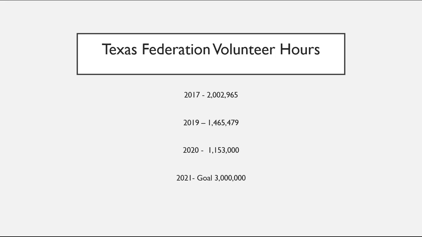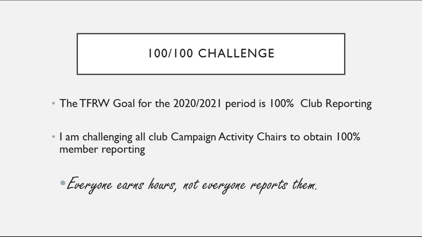If we can get another 50,000 hours reported and turned in by June 1st, we will surpass our 2019 hours. Right now, I'd love to get to 2 million. If I could hit those 2017 hours, it would be fabulous. I know we've got the hours out there, but the problem is nobody's reporting them.